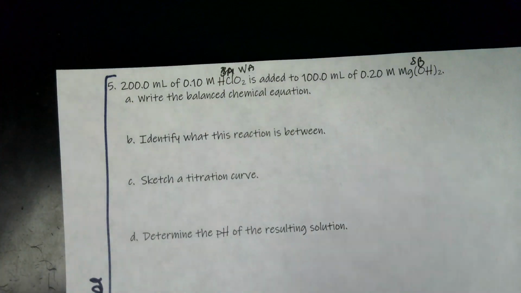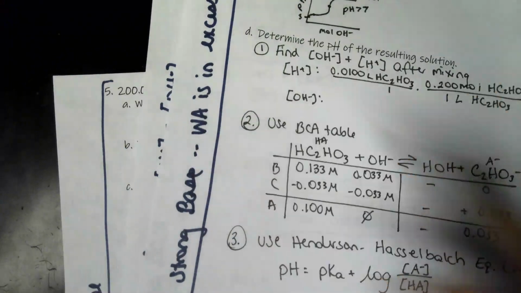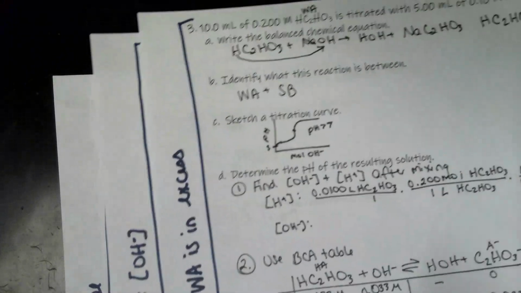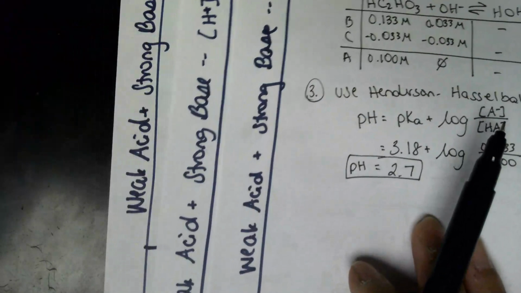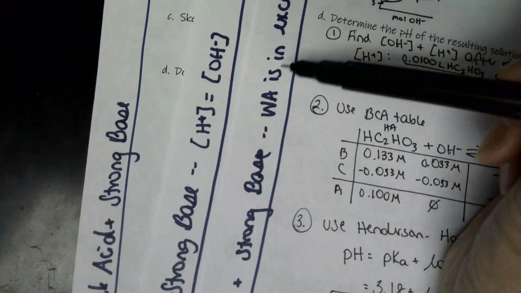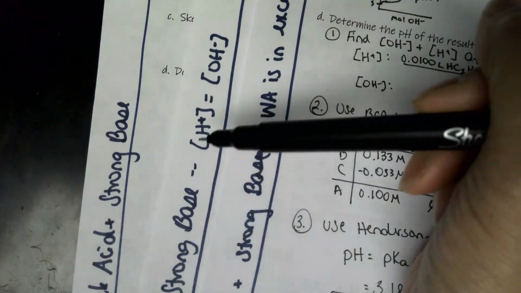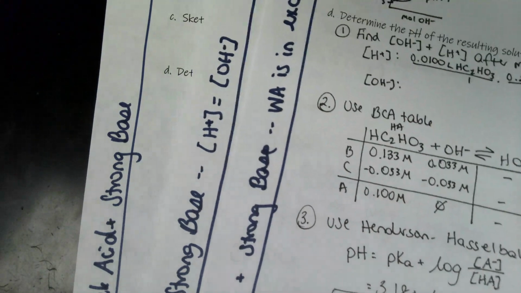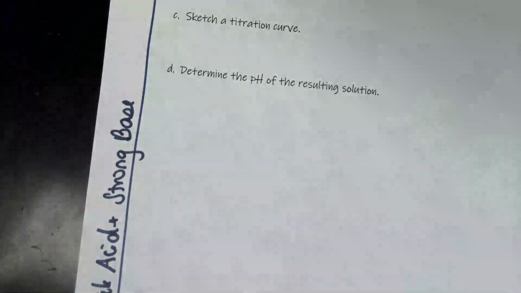Recall that in the last video for number 3, we had a weak acid and a strong base. Same thing for the other one. So all 3 of these were weak acid and strong base. However, in number 3, the weak acid was in excess. In number 4, we had the same moles of each one of them. So predict what's going to happen for this last little one.